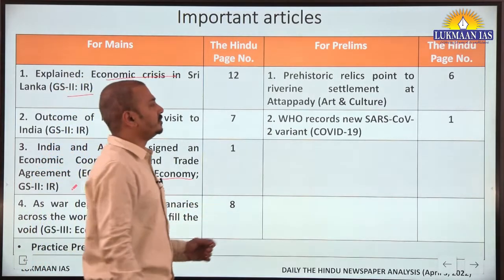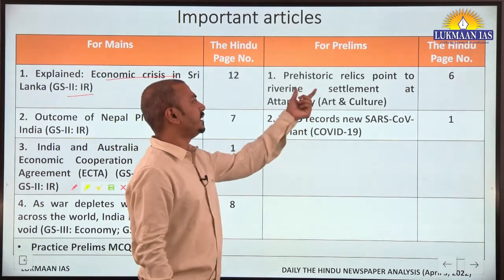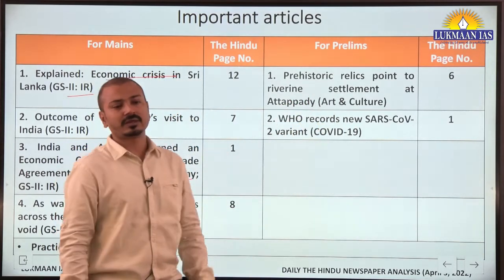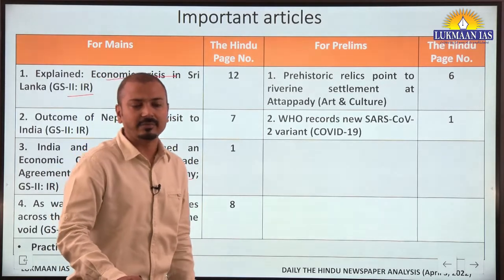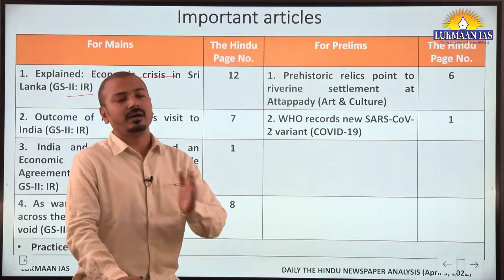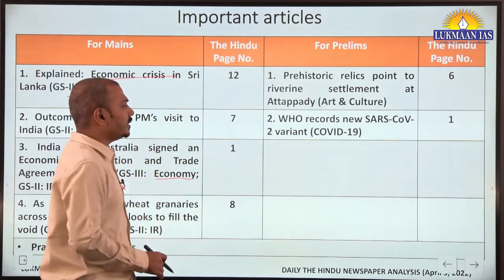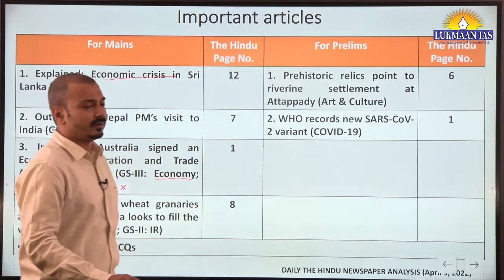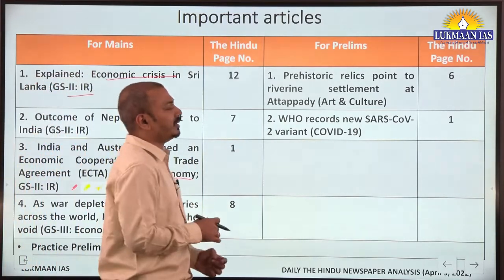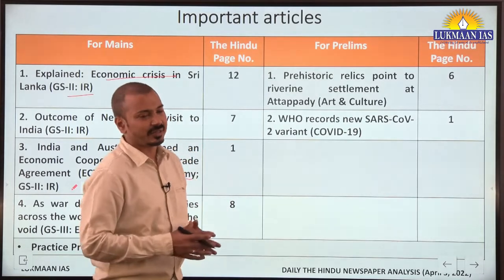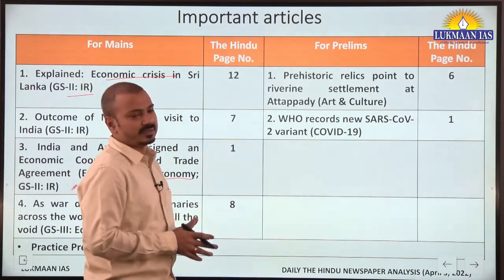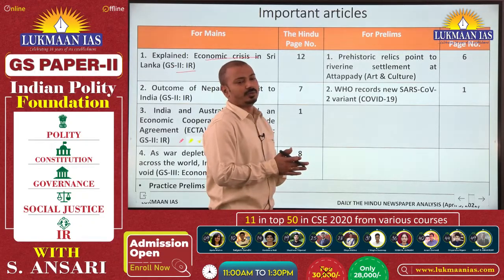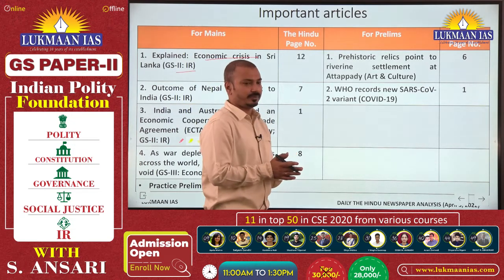Then specifically for prelims, there is one article on page number 6, Prehistoric Relics point to riverine settlement at Attapadi. Attapadi is a tribal village in the Kerala, Tamil Nadu border area. There the archaeological excavation has revealed that this area may have been an ancient or prehistoric settlement of people. Further studies are required, this is what the excavator is saying. We'll try to know details about this from art and culture perspective.